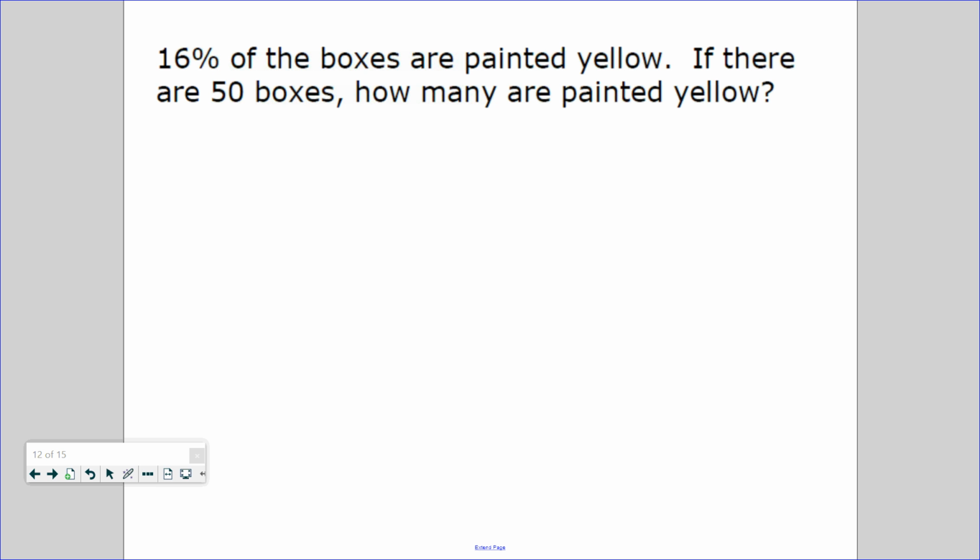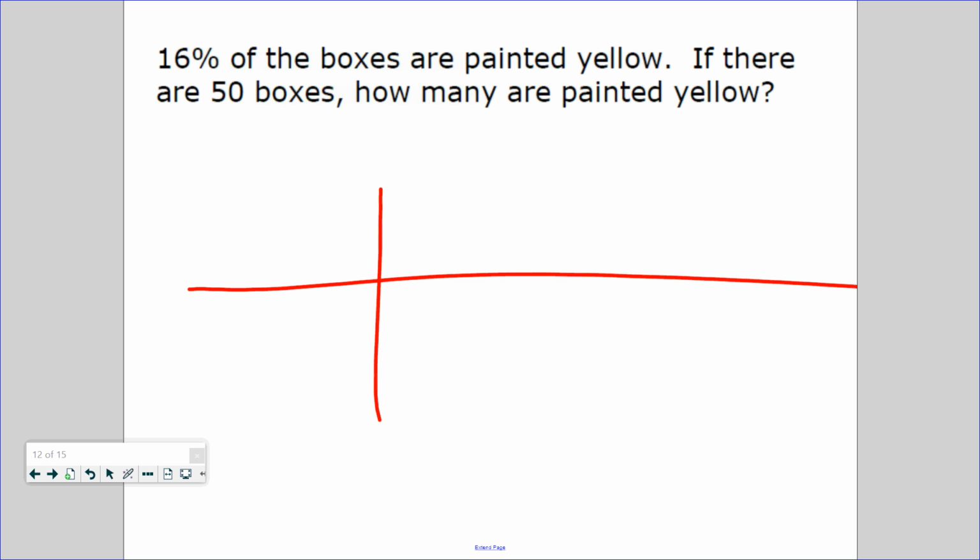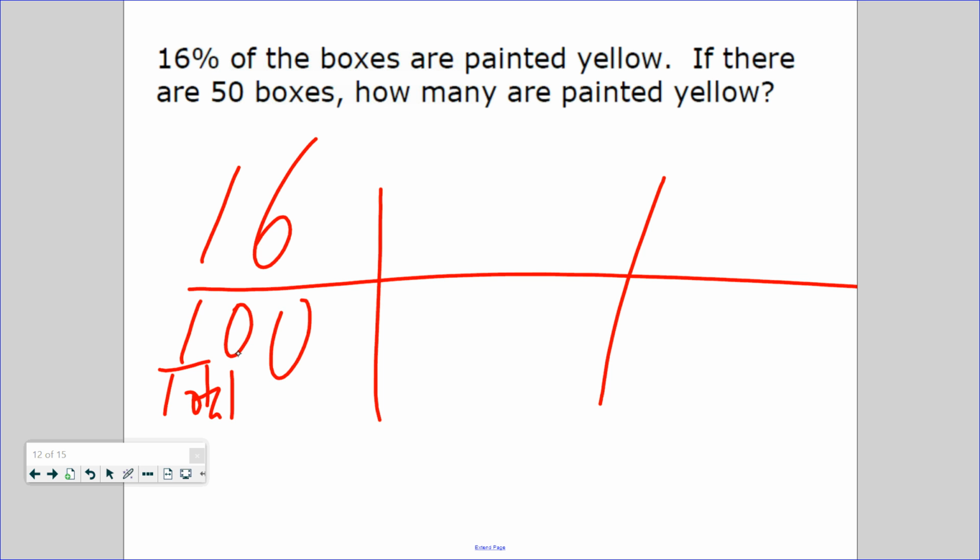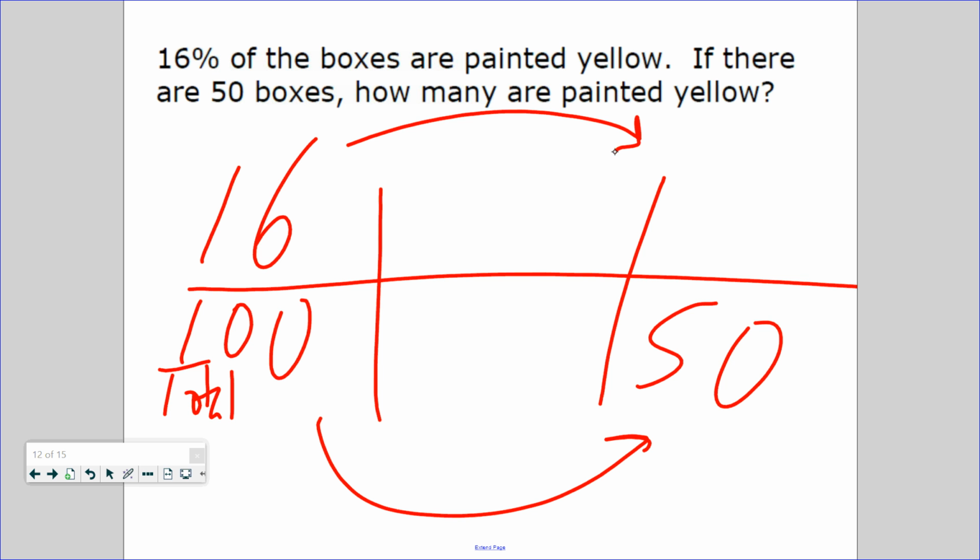Maybe you prefer to do this question. 16% of the boxes are painted yellow. If there are 50 boxes, how many are painted yellow? So how would you write 16% as a fraction? 16 out of 100. Remember, this represents a total. If there are 50 boxes, that's all the boxes, so it goes down here. How many are yellow? How do you break down 100 to 50? I divide it by 2, or times it by a half. 16 divided by 2 is 8 out of 50 are yellow.